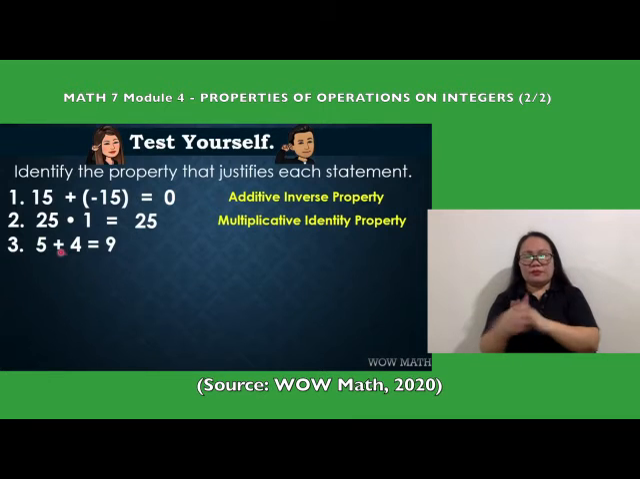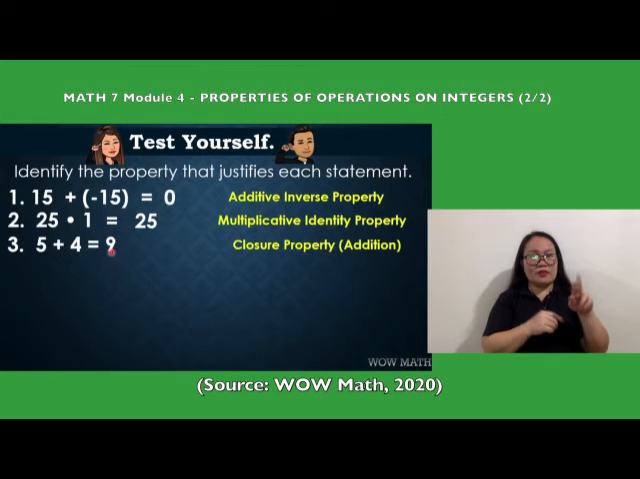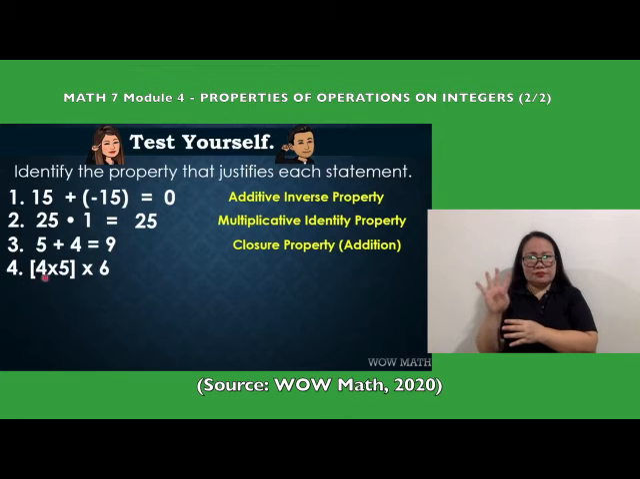Okay, next. 5 plus 4 is equal to 9. 5 is an integer. 4 is an integer. The sum is also an integer. Ano to? That is closure property of addition.